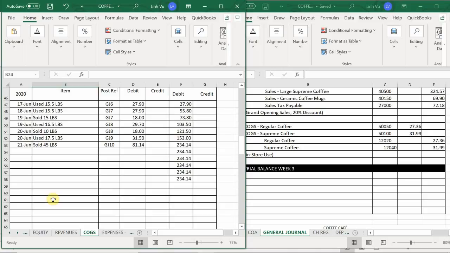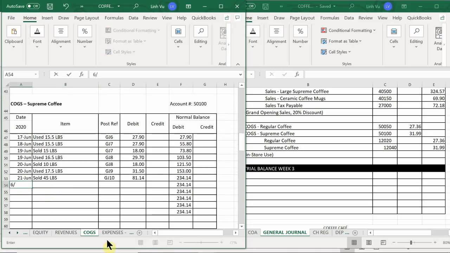Cost of goods sold for our Supreme coffee, for $31.99, which should bring our account balance to $266.13.